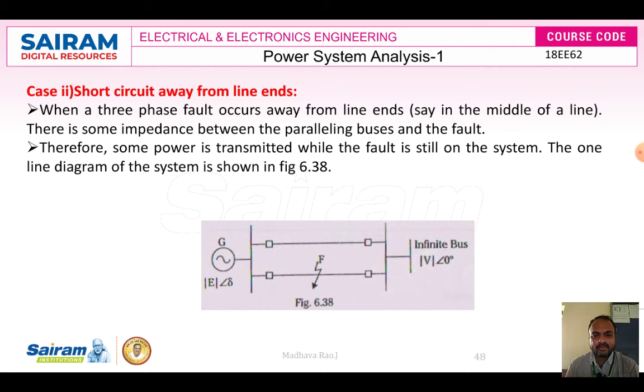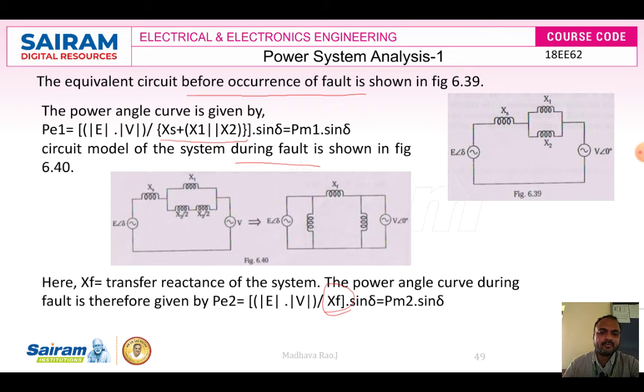Here we have two parallel line bus bars, and one line will be disconnected. Before the fault, after the fault, and during the fault, what will be the power equations? Here we consider PE1 as the before-fault power. We can see the reactance diagrams, and for during the fault and after the fault we have PE2 and PE3.